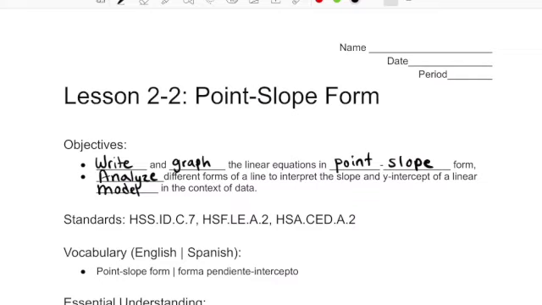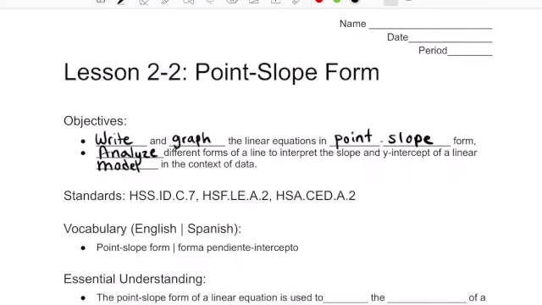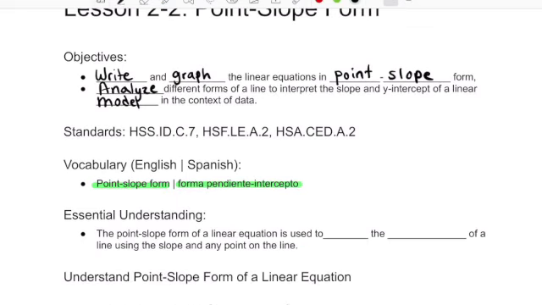Your vocabulary today is point slope form, forma pendiente intercepto. The point slope form of a linear equation is used to find the graph of a line using the slope and any point on the line.